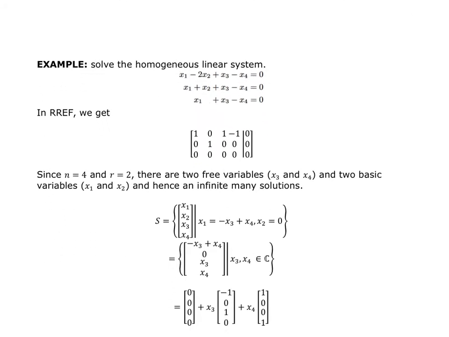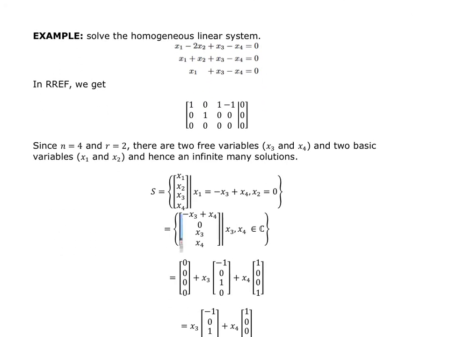So if we take a look at the solution, one of the ways in which we can write the solution is in this form. I'm telling you that it is a column vector with 4 rows, and then I'm telling you that x sub 1 is the basic variable, and x sub 2 is also a basic variable. The other way in which we can represent the solution is, again, with a column vector, so that we can see here's what x sub 1 represents, here's x sub 2, x sub 3, and x sub 4, and this time we're declaring that our free variables are x sub 3, x sub 4, and they belong to the complex numbers.